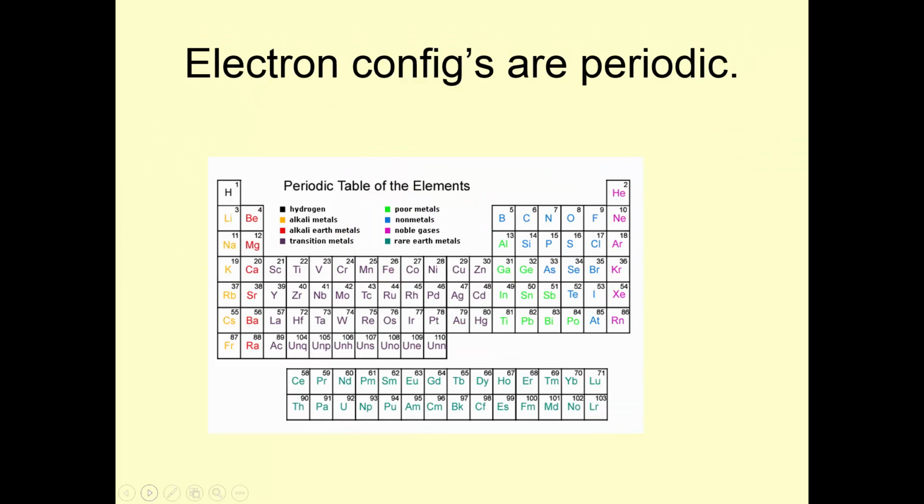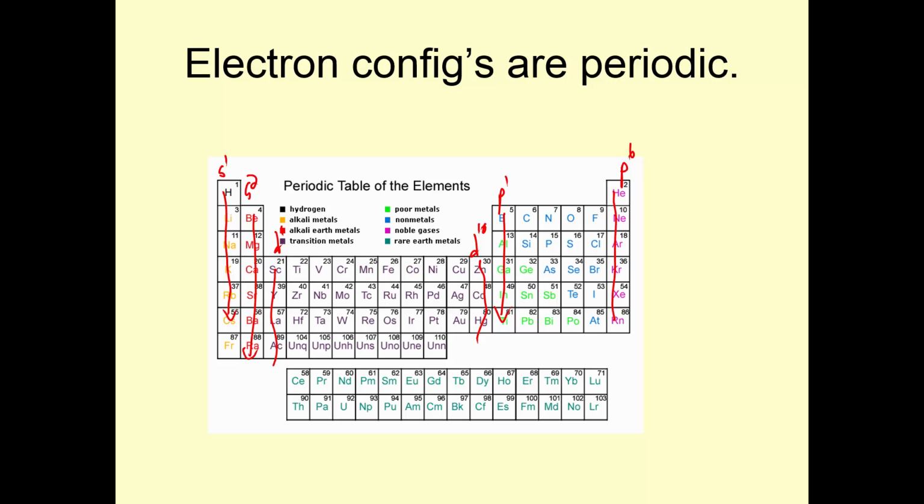Electron configurations are periodic. So everything here ends in s1. Everything here is s2. Everything here is p1. And you get the idea all the way down to p6. And this would be d1.